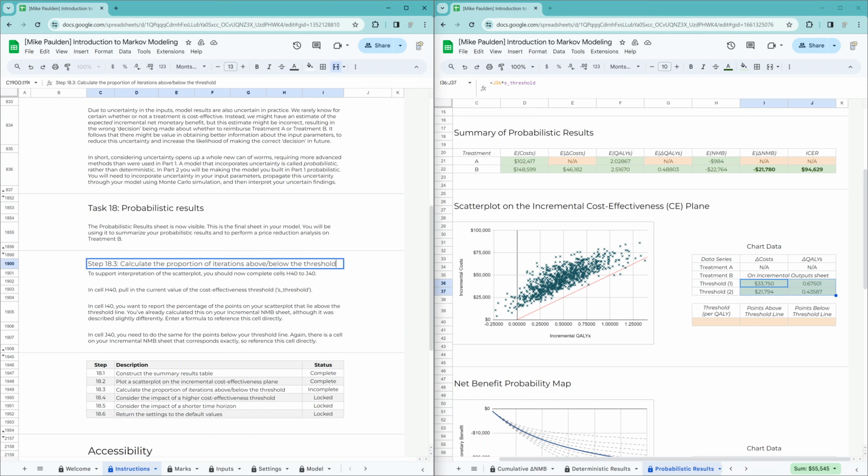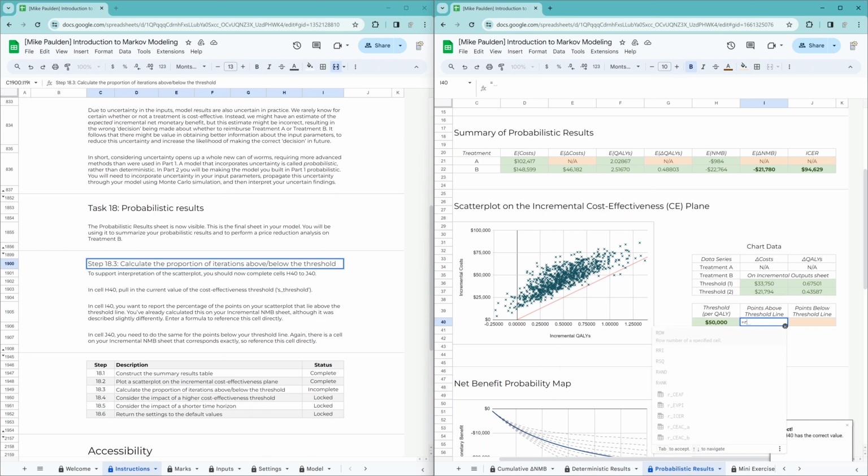Okay. The next thing, calculate the proportion of iterations above and below the threshold. So how would we go about doing that? First of all, we need to pull in the threshold value. So equals the threshold. At a threshold of 50,000, how many points are going to be above the threshold? That is just from the CEAC information. So we just go R CEAC A. The points above the threshold line are the ones where treatment B is not cost effective and therefore treatment A is cost effective. So just R CEAC A. And then for the next one, you could just do 1 minus this, or you could put in R CEAC B.